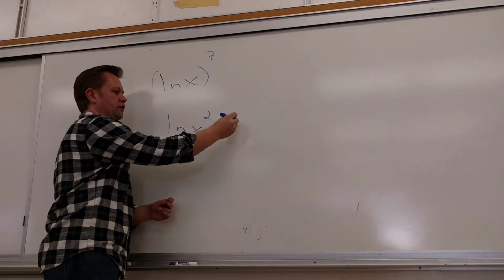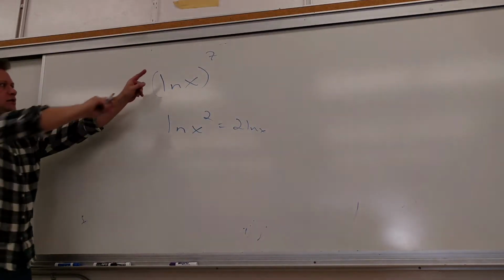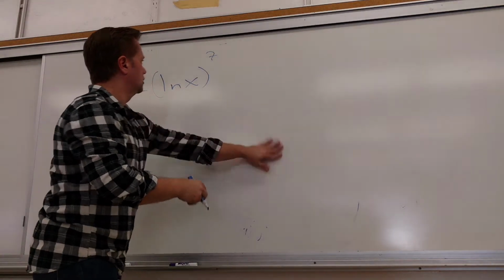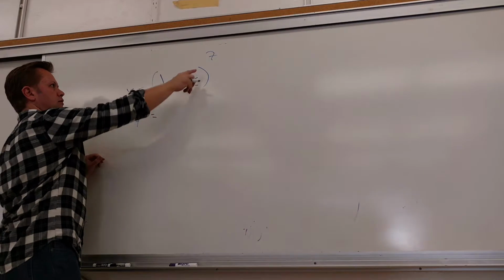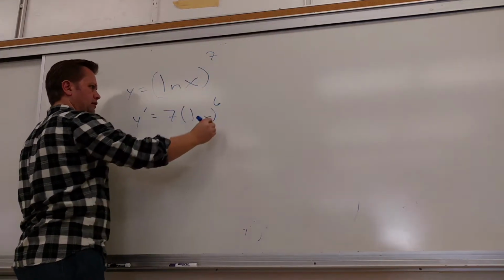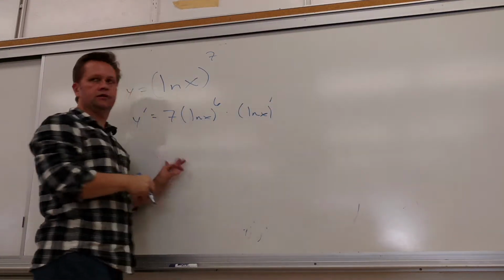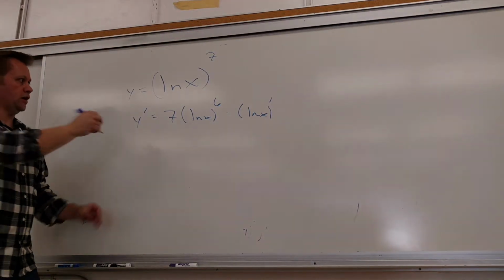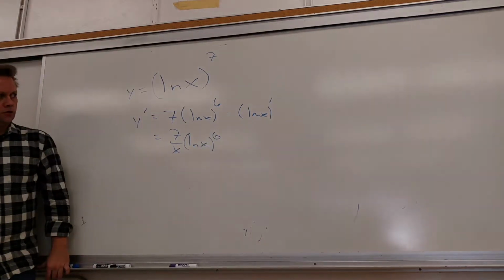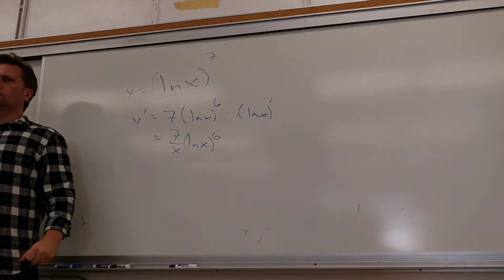So how can you rewrite this? 2 ln x, and then this is what? So how would you take this guy's derivative? 7. Yeah, this guy would be easy. So y prime is something to the 7, so it'd be 7, that thing to the 6 times the derivative of the inside. Right? So it'd be 7 over x, ln x to the 6. That would be 1 over x, so I just pull it out there. Cool. You guys with me?